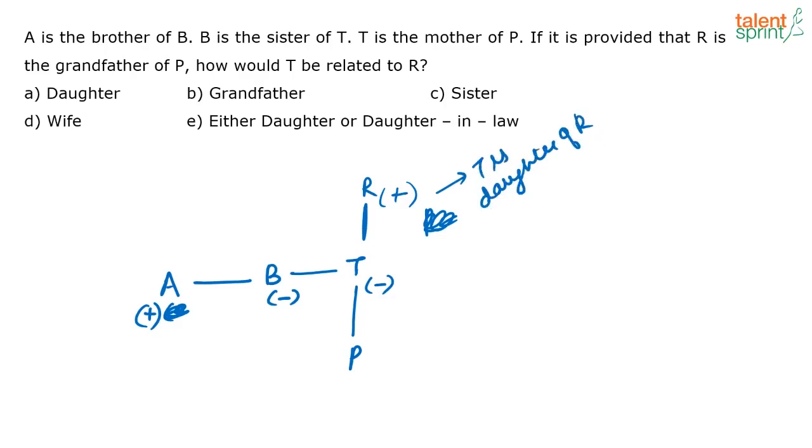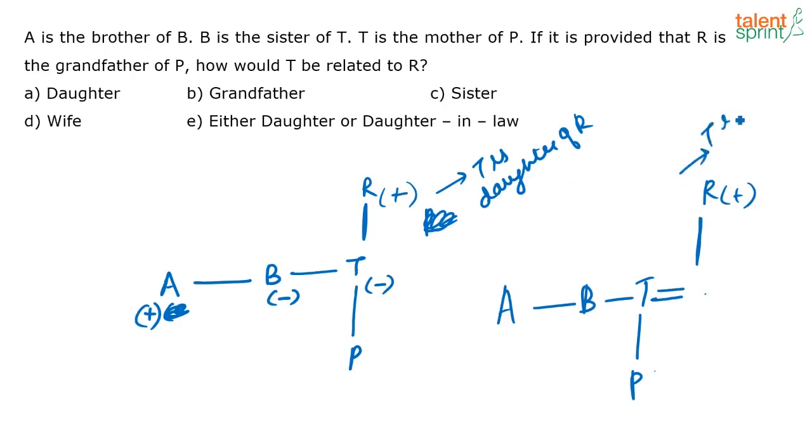Now there is one more possibility. R can be the grandparent from the father's side for P. See, R needn't be the grandparent for P from the mother's side itself. The other possibility is you have A, B, T, and T's child is P. Now T is married to some person. This person's father can be R. This is also a possibility, correct? So you cannot directly say that T is the daughter of R. T can also be the daughter-in-law of R.